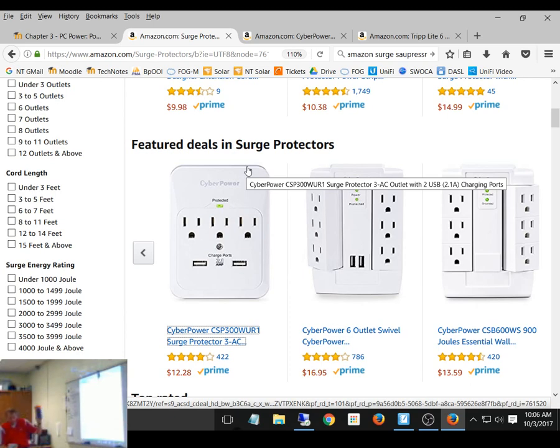So anyway, there's another one, and this one, let's see, this one has $20,000, protects up to 1,500 joules, has 2 LEDs to let you know that one says grounded. I don't know what the other one says.